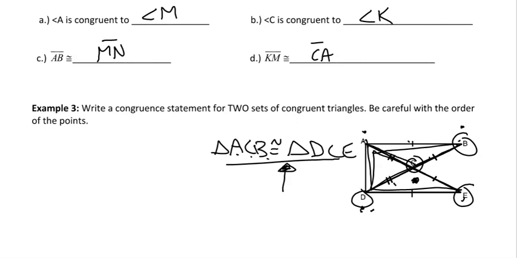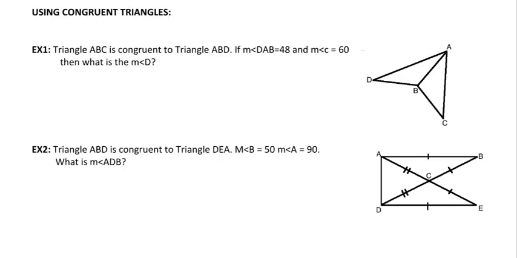All right. Hopefully the concept of a congruent statement makes sense. Let's go ahead and move on to the next page. Okay, so on this one right here, it says triangle ABC is congruent to triangle ABD. If angle DAB is 48 and C is 60, then what is D?